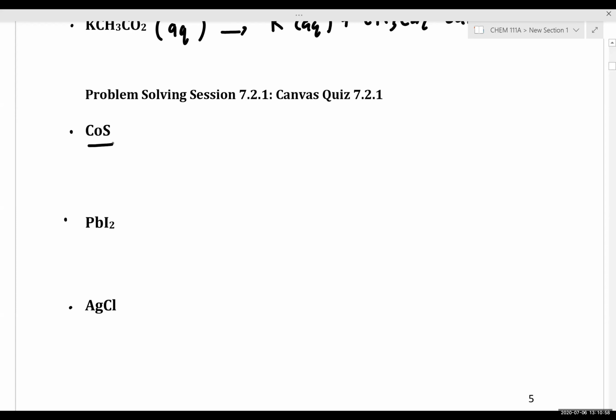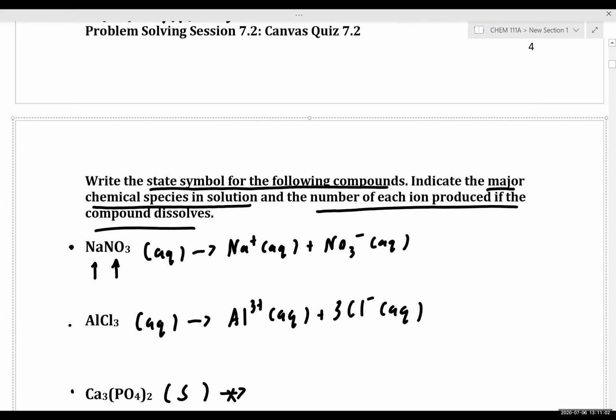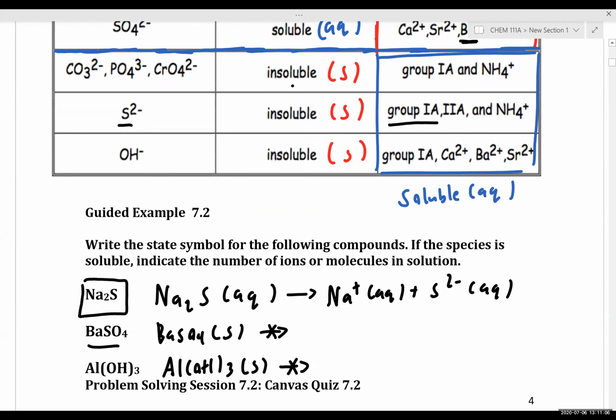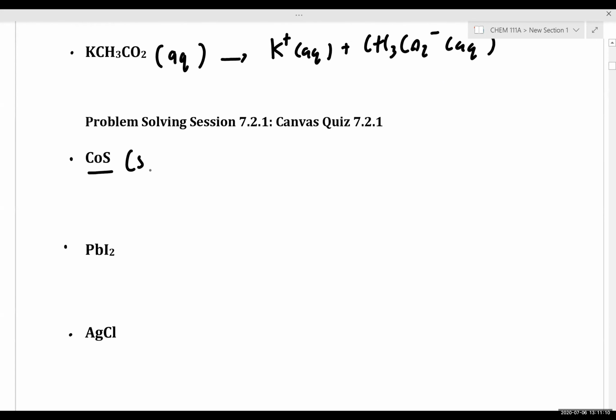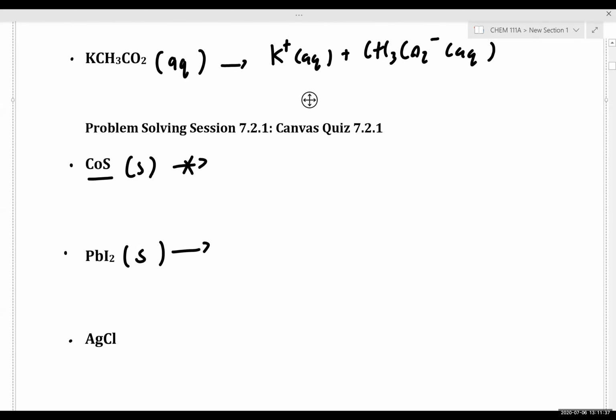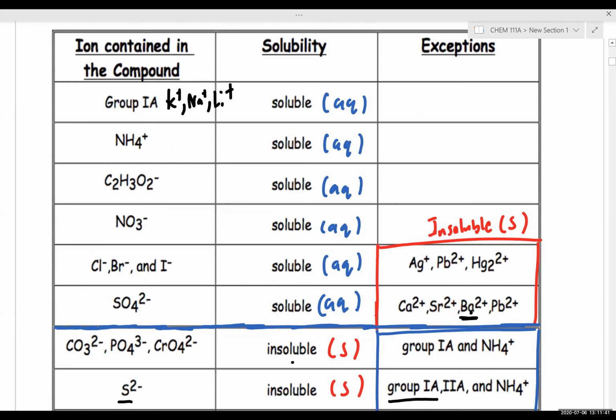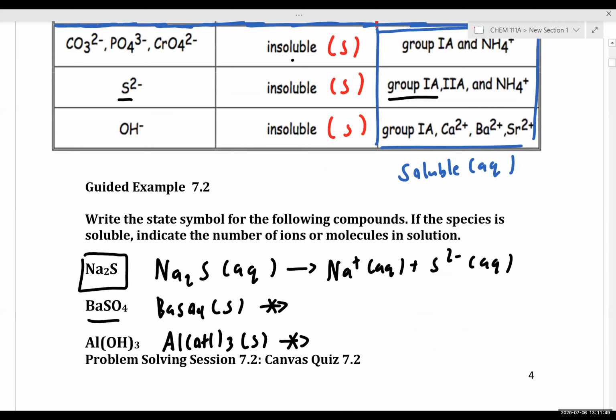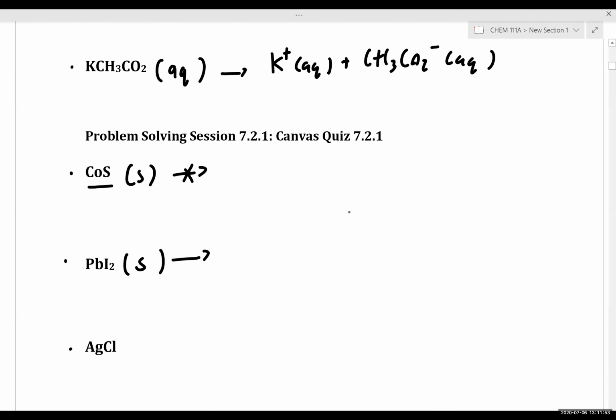Okay, so let's discuss. Cobalt(II) sulfide: looking at our solubility table, sulfide salts are insoluble. So we assign this a solid symbol and it does not dissociate. Lead iodide, would someone like to propose in the chat? What is the state symbol for lead iodide? Is it soluble or insoluble? Insoluble, exactly right. So we'd assign the solid symbol. Looking at our table, iodide salts are generally soluble except silver, lead, or mercury. As a result, lead iodide is insoluble and it does not dissociate.